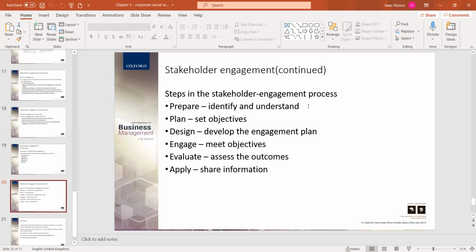Then you must also engage. After you design, you engage, and you try to meet the objectives that have been set. Once you meet these objectives, you evaluate to assess whether you actually met those objective outcomes. Then you apply. In applying, you share information on the outcome. That is, the goal you set, you achieved, you assessed it, and now this is the outcome that you share with the people.